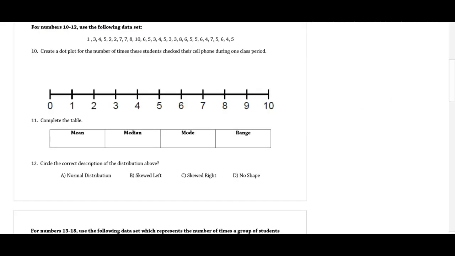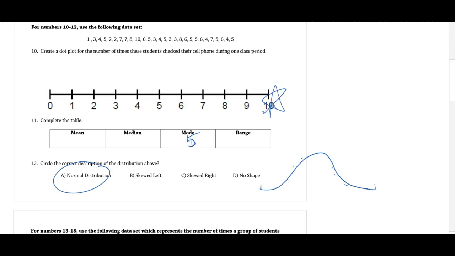So let's go ahead and fill in what we know. We said our mode is 5. And then for question 12 here, we said it was the normal distribution because it had that nice hill shape to it. There we go. And again, it doesn't have to be perfect, just pretty close. The dot plot, you guys can go ahead and copy that down on your own. We know how to do that.